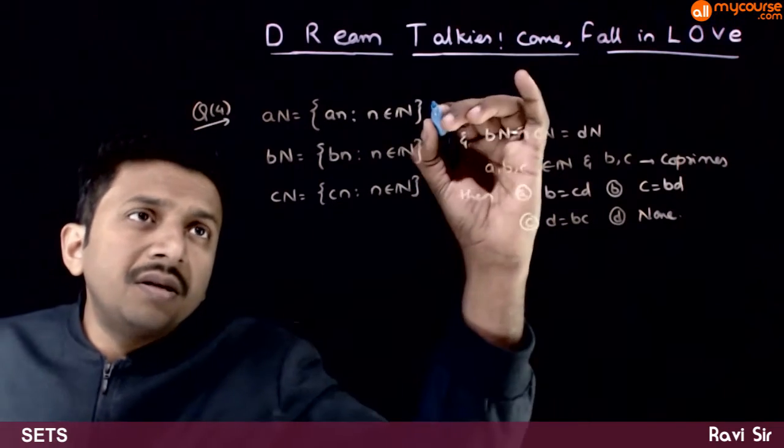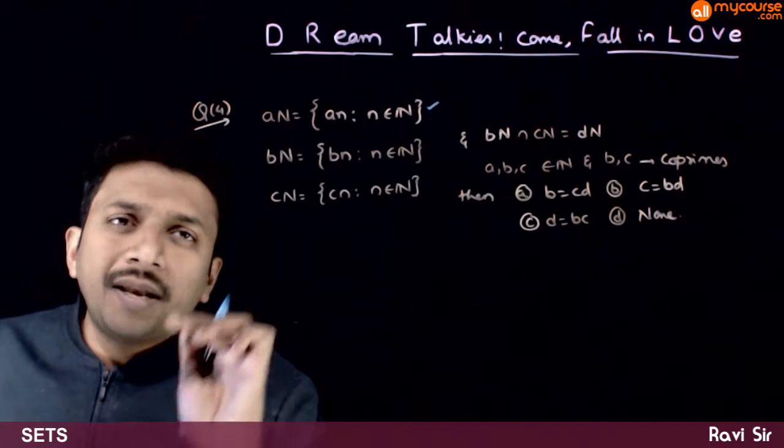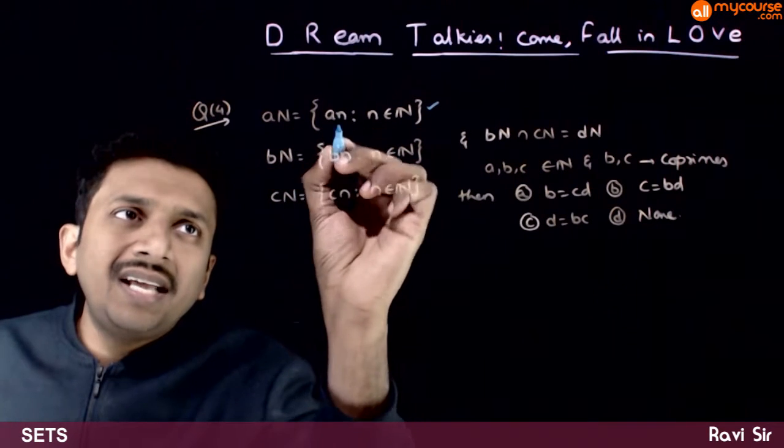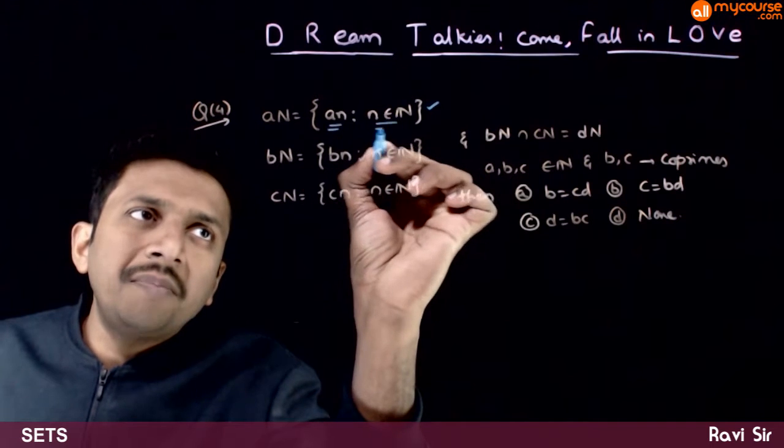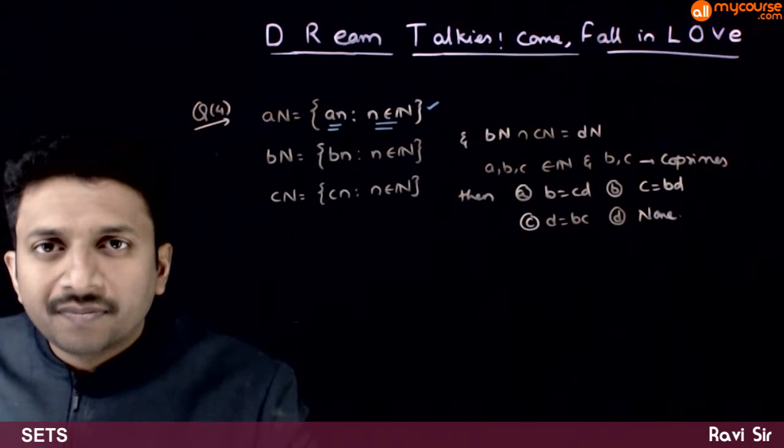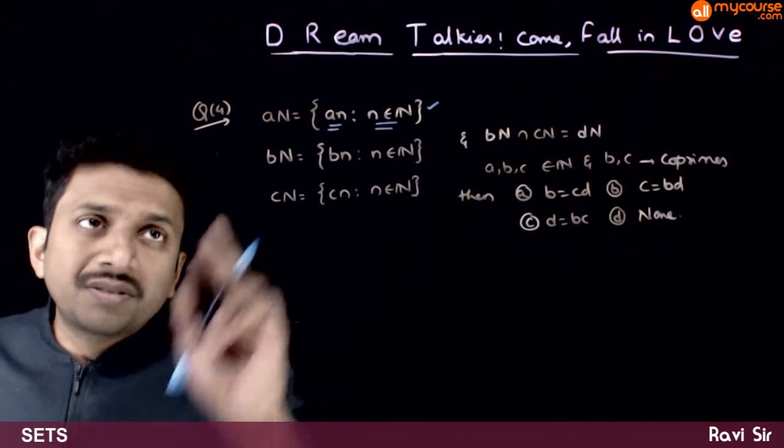So in this question, you're given that A capital N is the set containing An where N belongs to natural numbers. So what is the meaning of this?